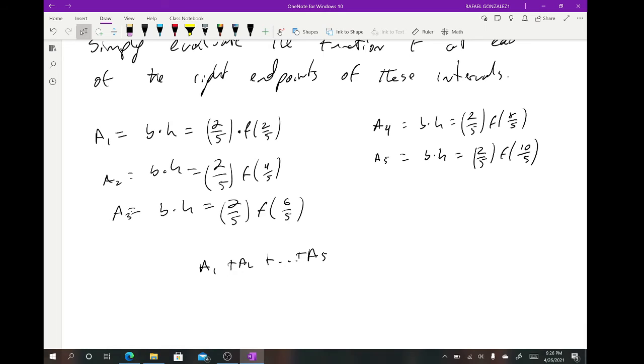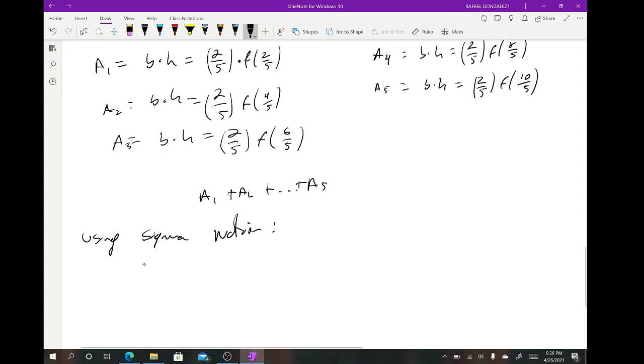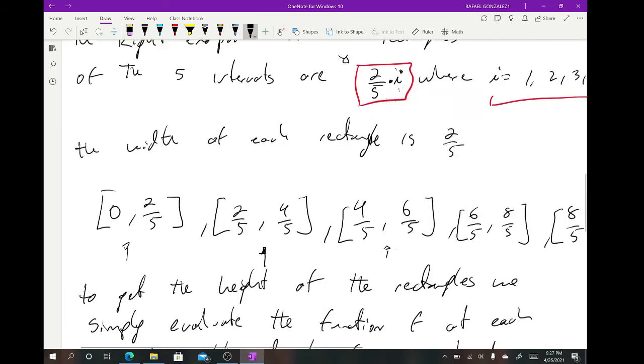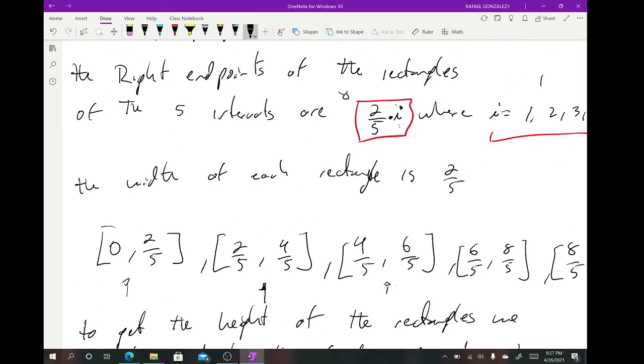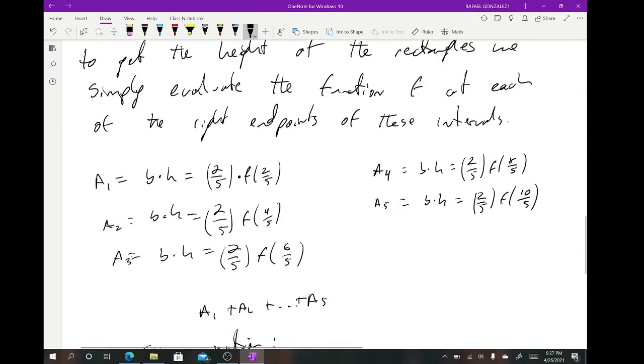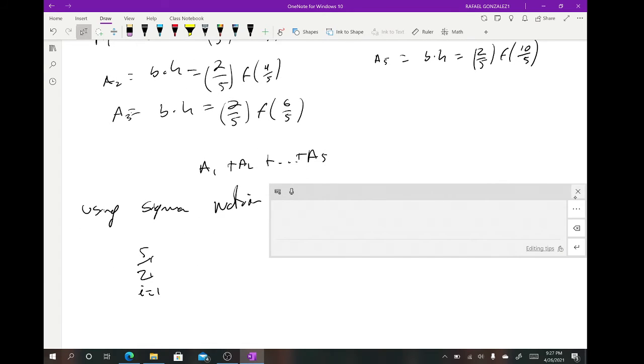Now, using sigma summation and sigma notation, everything that I wrote up here is equal to the following. It is equal to the sum from I equals 1 to 5, which is the reason why I wrote it up here, 1 to 5 of what?